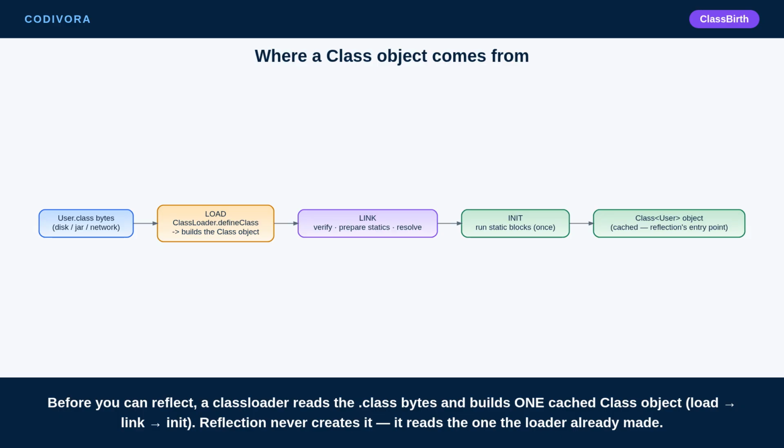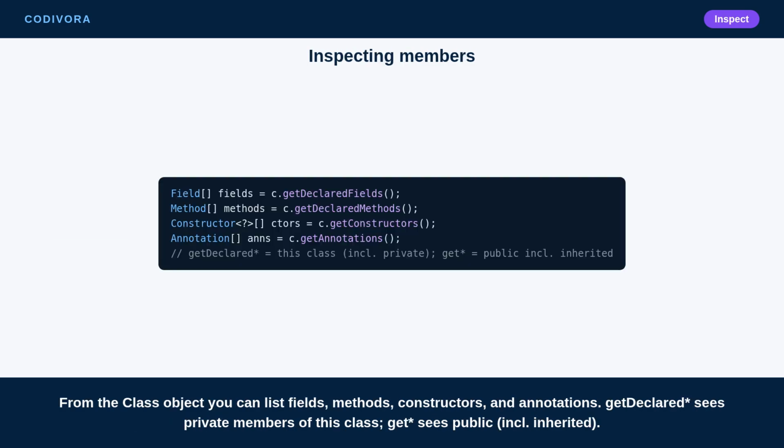One thing seniors know, a class's identity is its name plus its class loader. So the same class from two loaders is two different types, which powers plugin isolation and also causes class loader leaks.